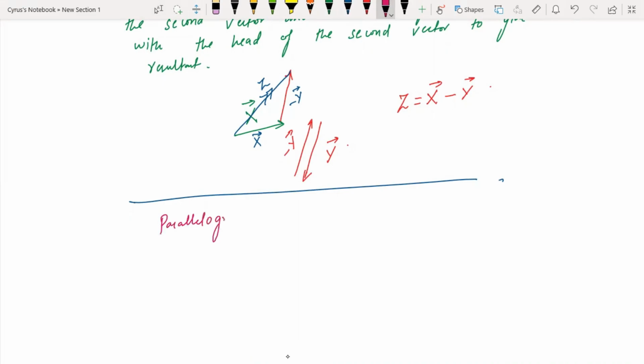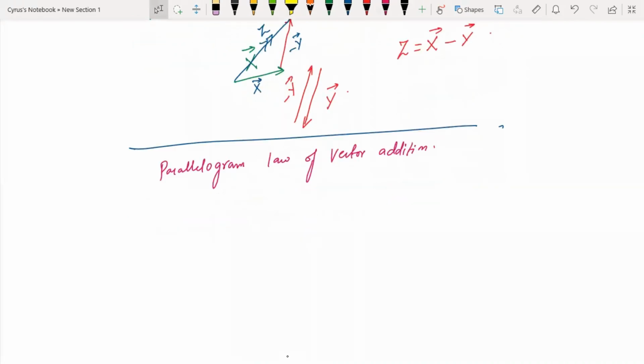Parallelogram law of vector addition. You have an object here. There's a force of 50 Newton acting here. There's a force of 30 Newton acting here, for example.